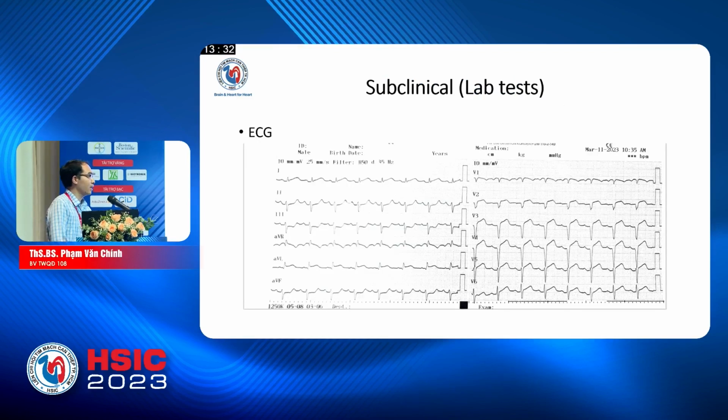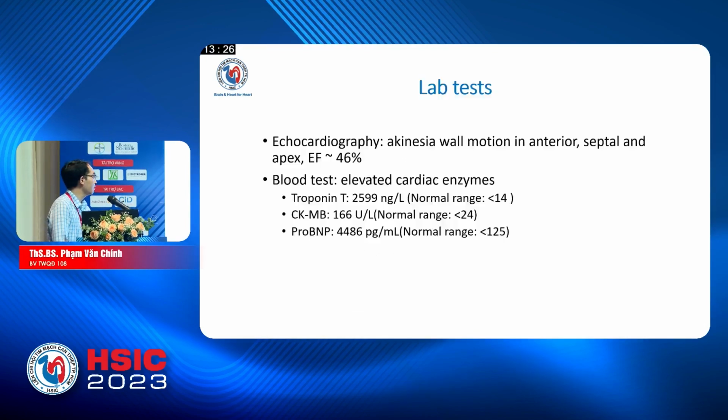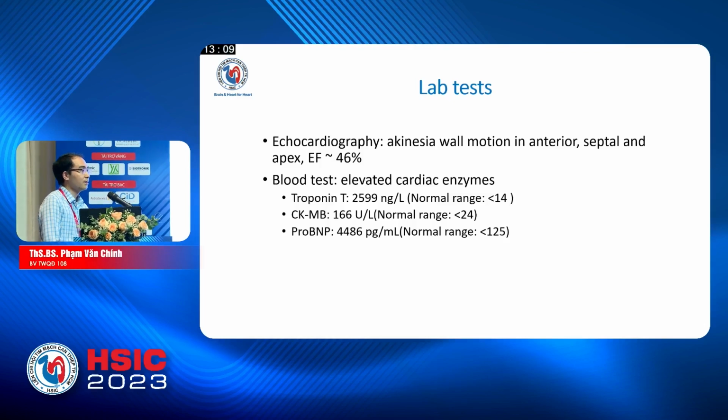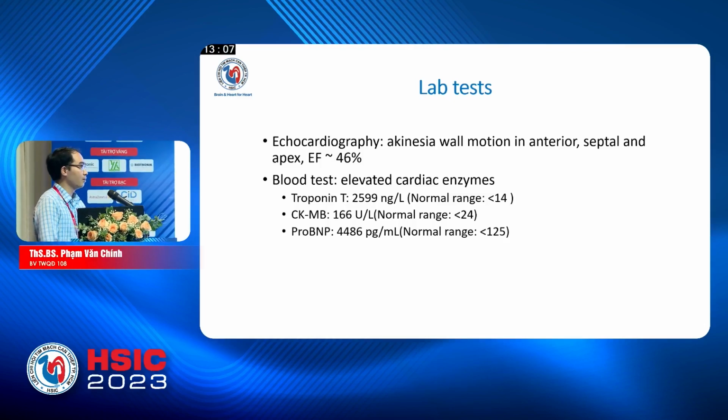The ECG shows ST elevation from V2 to V5, and the echocardiography shows hypokinesia in the anterior septal wall and apex. The EF is 46%. The blood test shows elevated cardiac enzymes, with troponin T of 2599, and CKMB and proBNP also elevated.